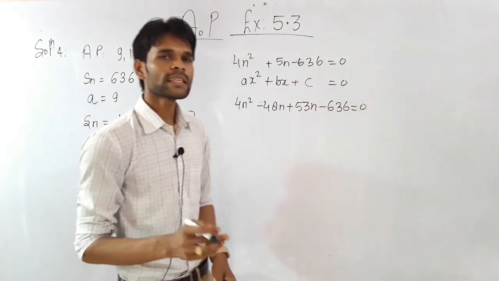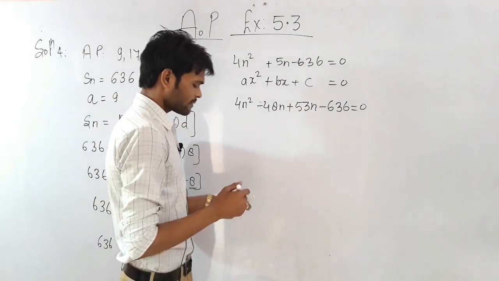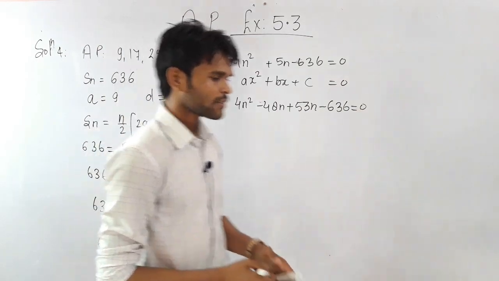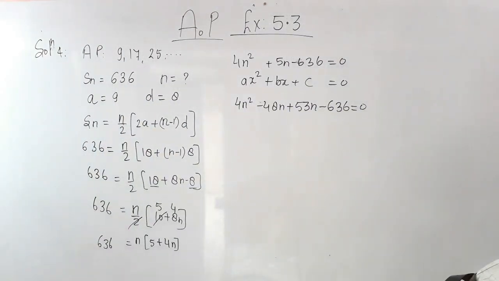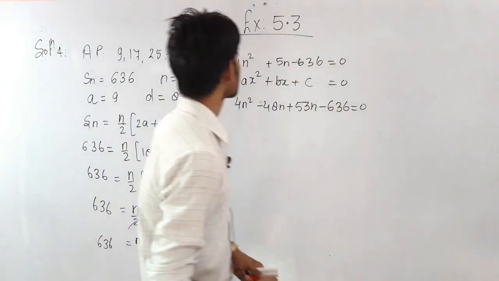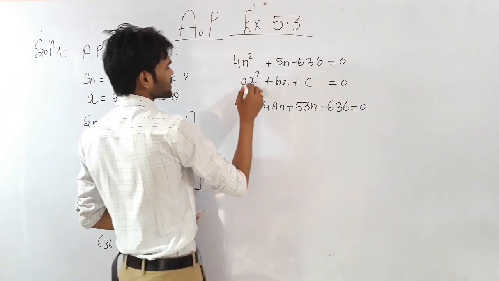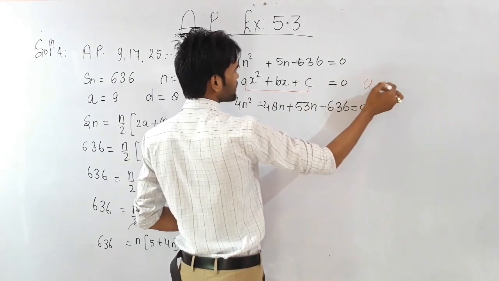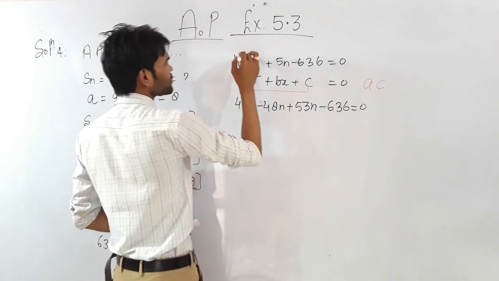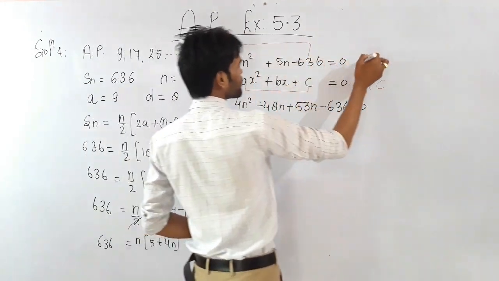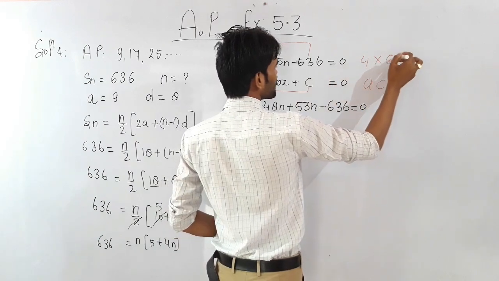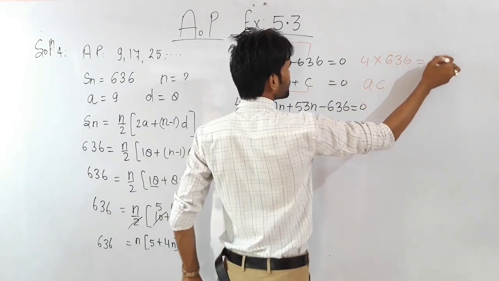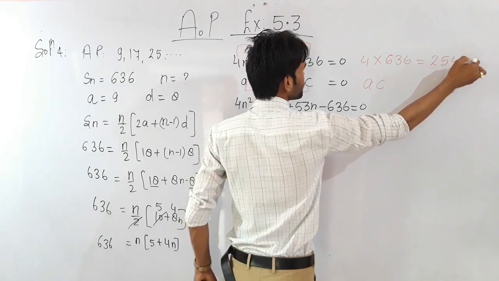In the middle term split method, first of all we need to find the product of the constant term of the given quadratic equation and the coefficient of x square. So the product of a and c, you need to find the product of a and c. If you find the product of 4 and 636, it will give you 2544.